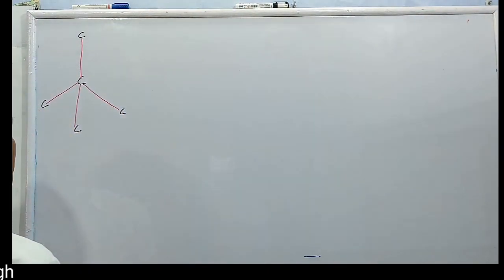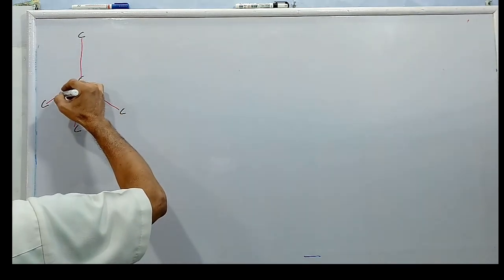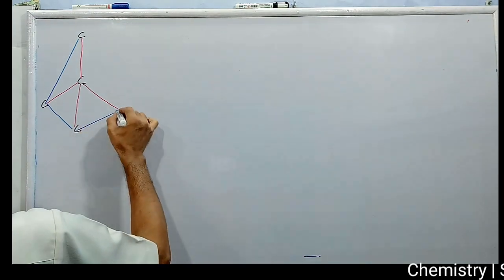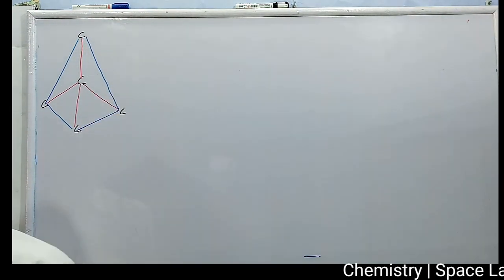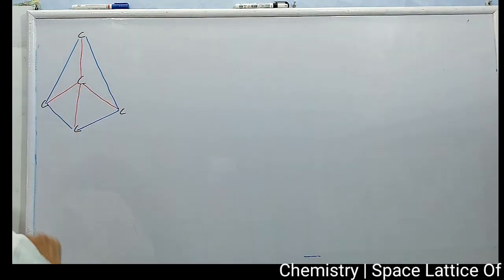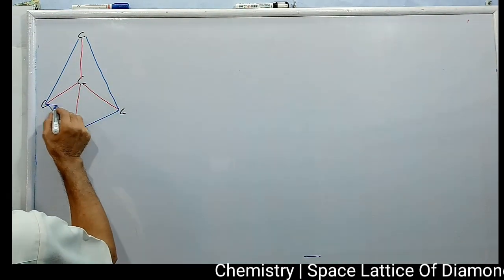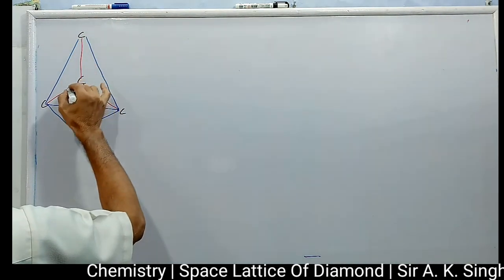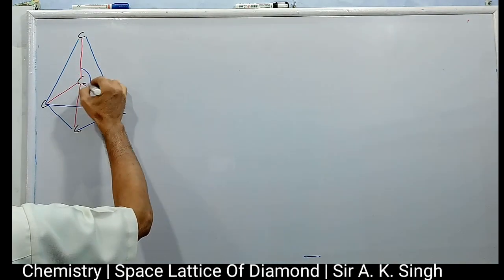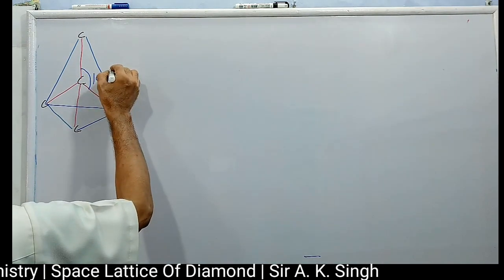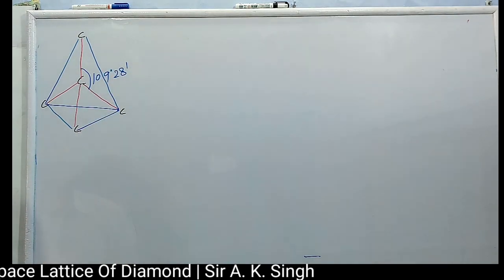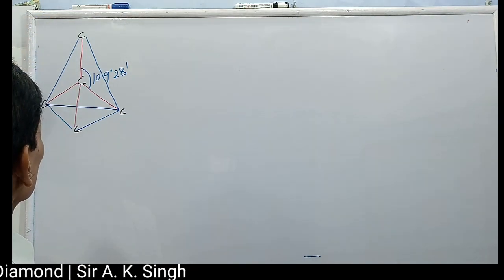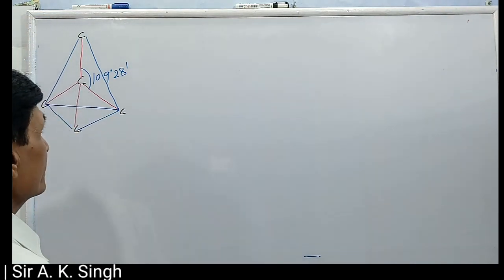Now in this, I have represented these lines by blue color. These are not the bonds, I have just connected these atoms to show the tetrahedral geometry, but the bonds are only 1, 2, 3, 4, and the bond angle is 109 degrees 28 minutes. Each carbon is sp3 hybridized, and the coordination number, you see, 1, 2, 3, 4, is 4.